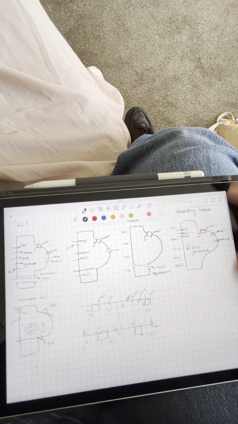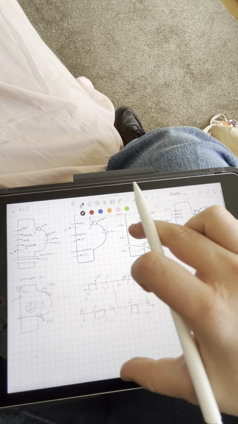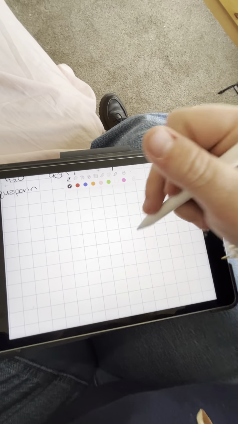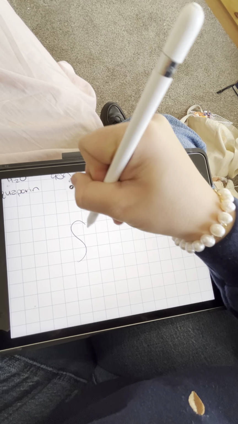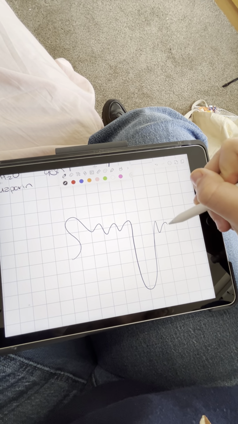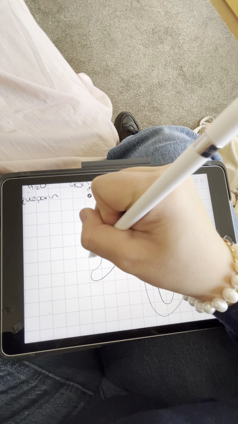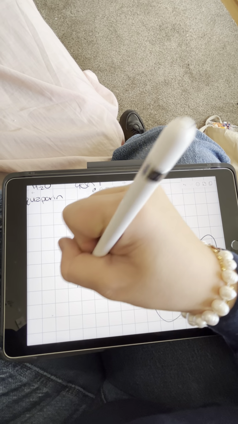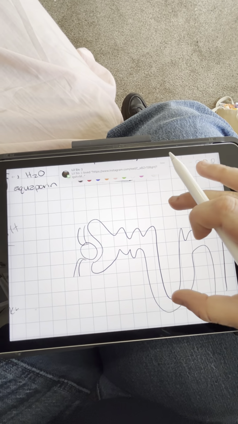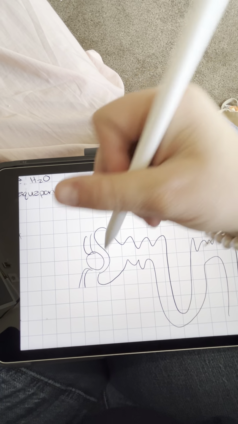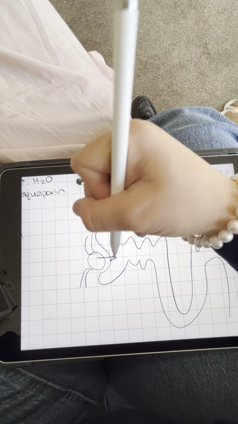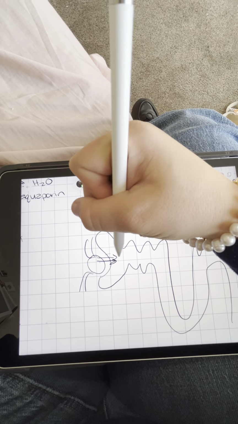So filtration is the process. If we have a little kidney over here, or a nephron over here, our nephrons are the functional unit of the kidney. I think each kidney has like 1.2 million nephrons, I think. And so filtration is the process by which the blood gets filtered, right? And it goes into the kidneys.